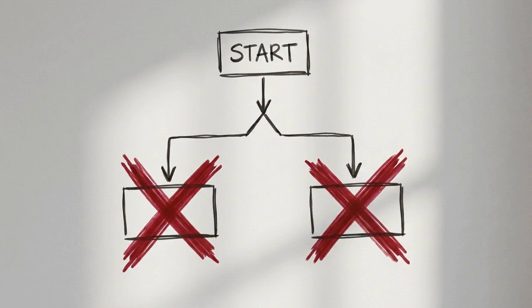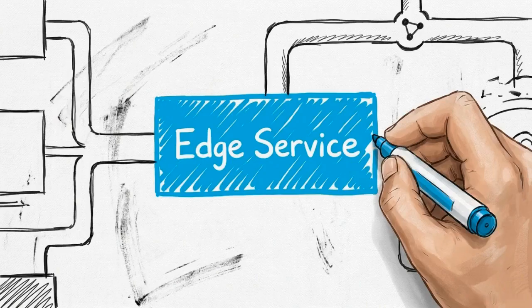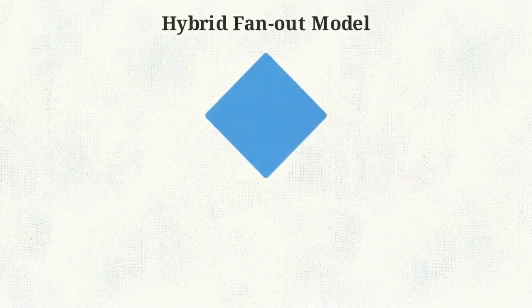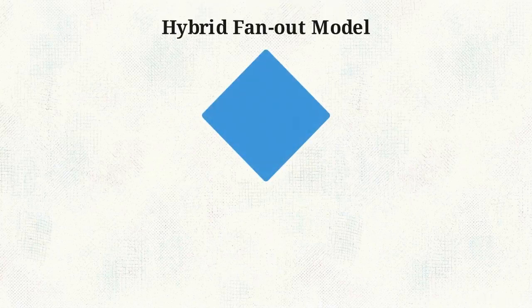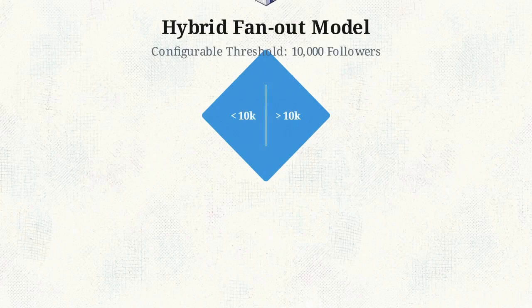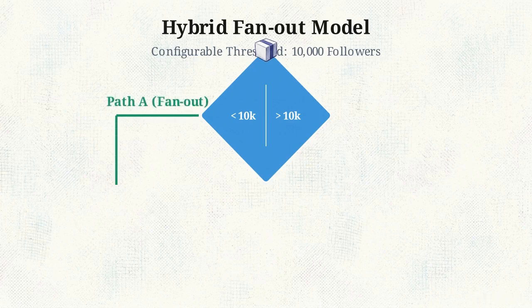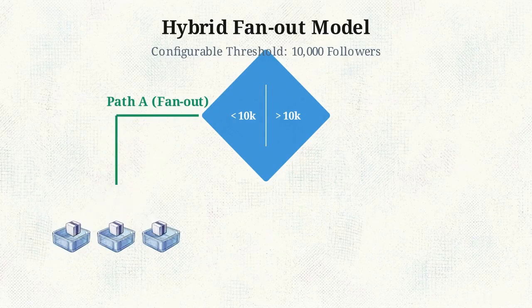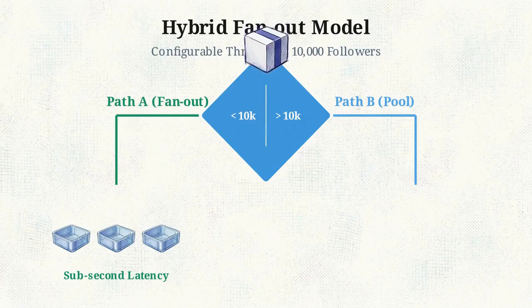If push breaks the write path and pull breaks the read path, scaling requires a synthesis of both paradigms. This logic gate shows the hybrid fan-out model. Accounts are classified and routed through distinct pipelines based on a configurable threshold, typically around 10,000 followers. Users below the threshold follow path A. The system applies fan-out on write, efficiently pushing their posts to followers' caches. This secures sub-second read latency for the vast majority of the network's data.